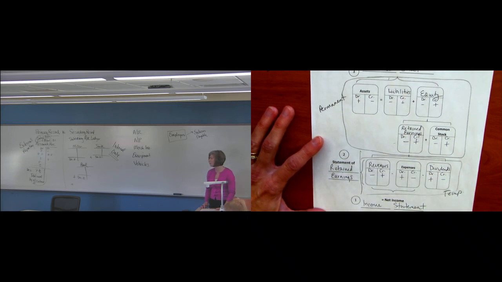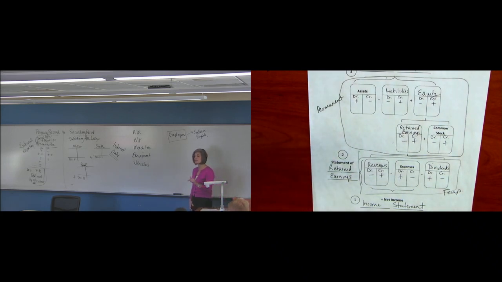And what we mean by temporary is that their balances get closed out at the end of an accounting period, and we start keeping track of them all over again at the beginning of the next accounting period. We'll say the fiscal year starts January 1, okay? They're temporary. Think about it. Here's a great example. Well, I think it's a great example.